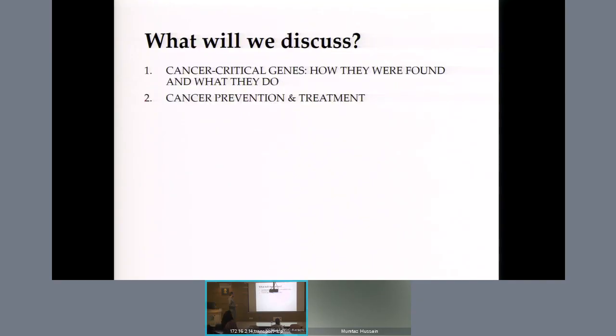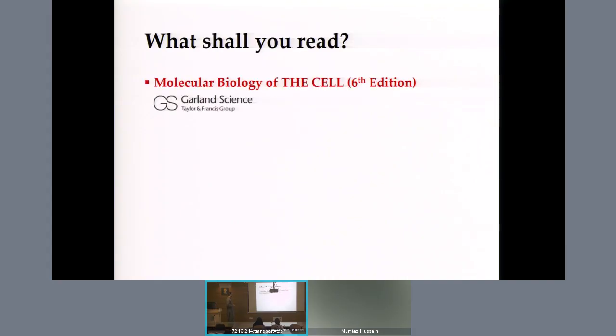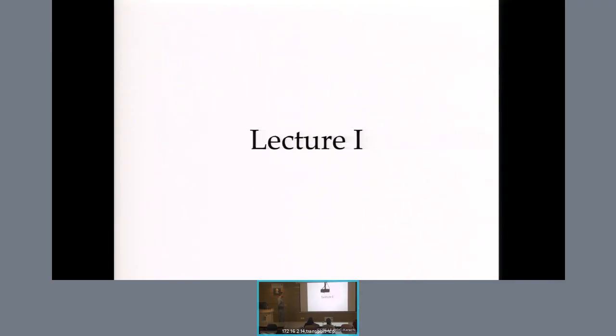We will discuss cancer critical genes and how they were found, and what they do. The past tense is because most of these genes have already been discovered. The second topic is cancer prevention and treatment. So I use this book, Molecular Biology of the Cell, 6th edition. And we will start the lecture.